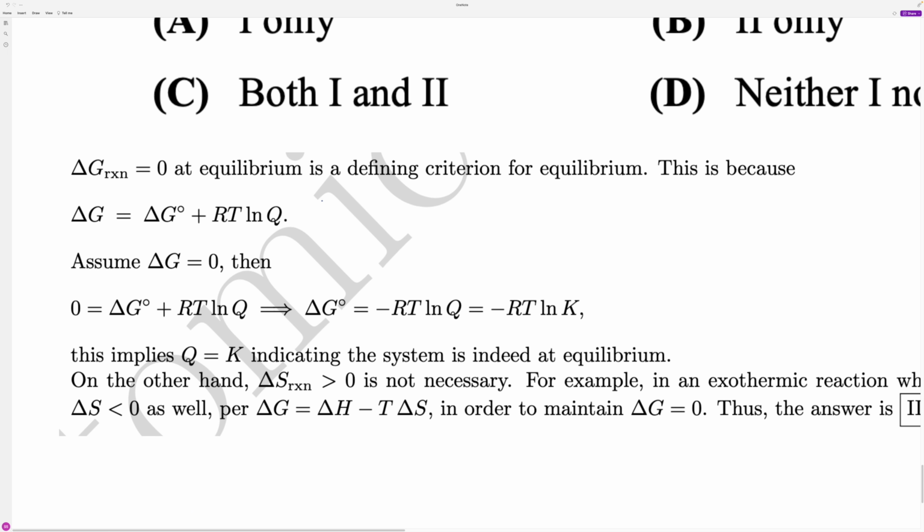But we can actually use the delta G equation under non-standard conditions to show this. If you assume delta G is 0, then you're going to end up getting that Q equals K. Q is the reaction quotient. If Q is equal to K, then that means the reaction is at equilibrium. So it showcases how it's necessary for delta G to be 0 for the reaction to be at equilibrium. So the answer is going to be II only.